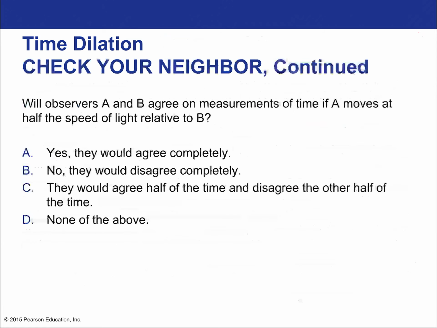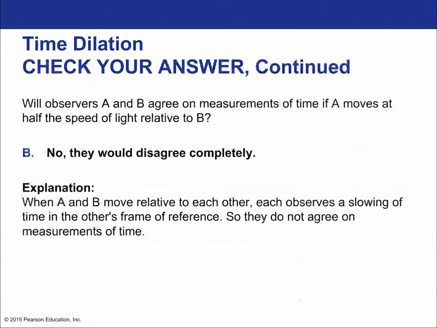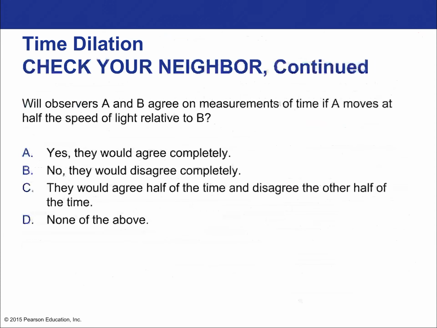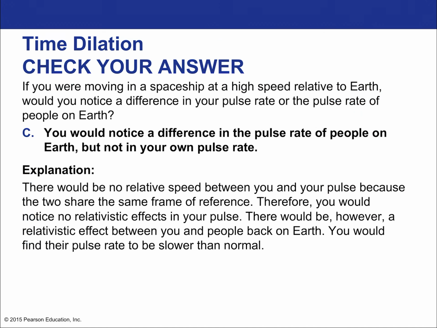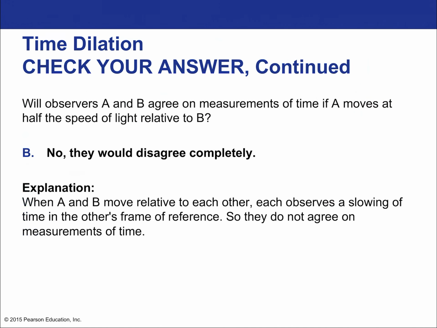Okay. So will observers A and B agree on measurements of time if A moves at half the speed of light relative to B? No, they'll disagree completely. Okay, half the speed is big enough to have an effect. If we look at the graph, we can clearly see that once we reach half the speed of light, we have a noticeable effect in the gamma factor. Okay, the gamma factor is about 1.2. All right, and that's enough to be measurable. Okay, so they would not agree.